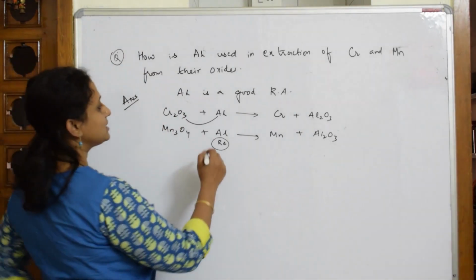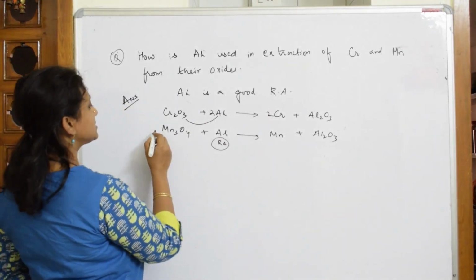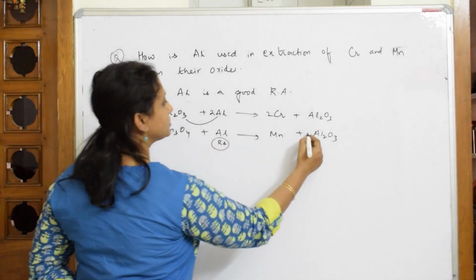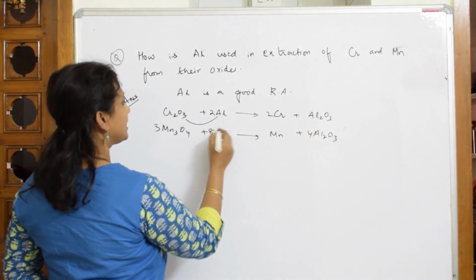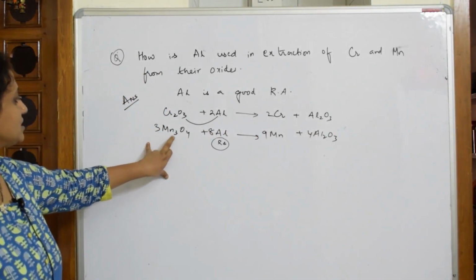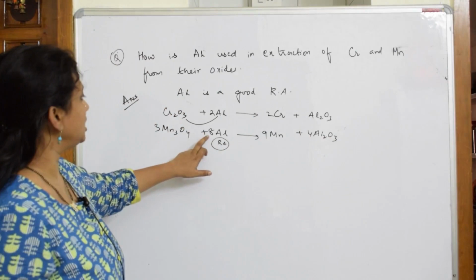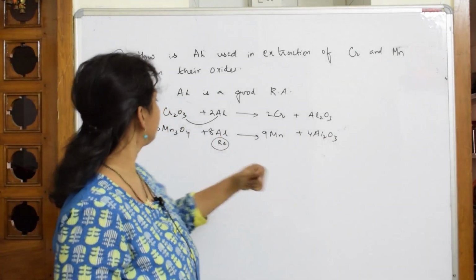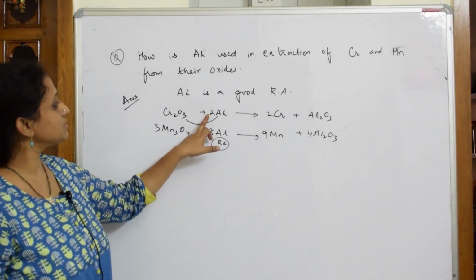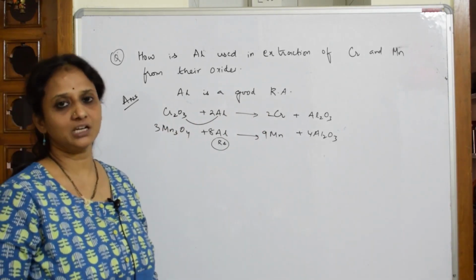So let me balance this. Okay, 2 and 2, this is balanced. Now this is 3, if I take 3, and this is 4 if I take 4, this I take 8 and this is 9. Let us see if I have balanced. Manganese is 3 threes are 9, done. Oxygen 4 threes are 12, done. Aluminium is 8 here, here 8. Yes, this is how it's balanced. Now this one also, aluminium is 2 here, chromium is 2 here. Okay, done. So you can write this as a use for aluminium.